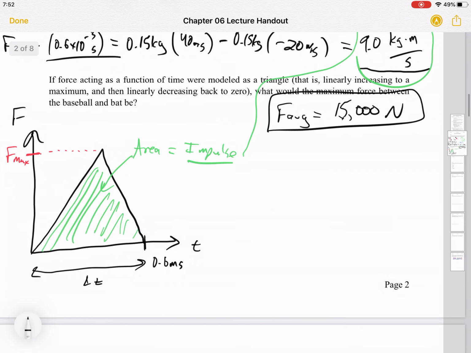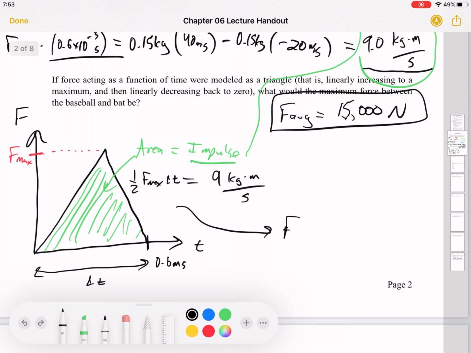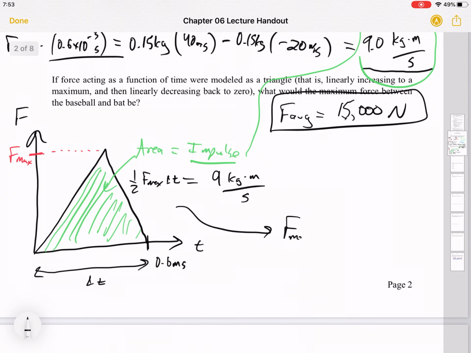So I just need area equals impulse. Impulse, again, is 9 kilogram meters per second. So I just need the area, and the area of a triangle is half base times height. The base is delta t, the height is F max. So I can say 9 equals half F max delta t. And if you do this math, what you'll find is that F max is 9 times 2 divided by the 0.6 milliseconds. It's twice the average.